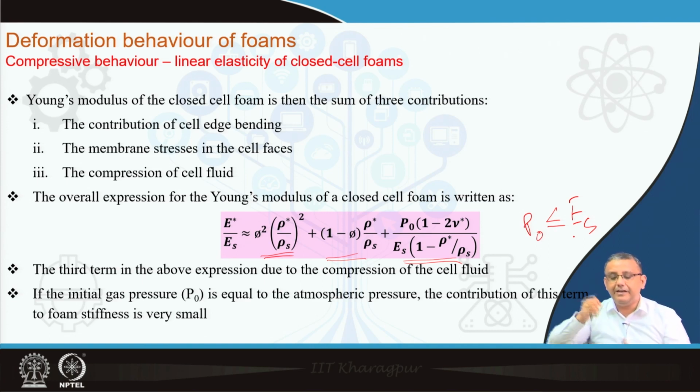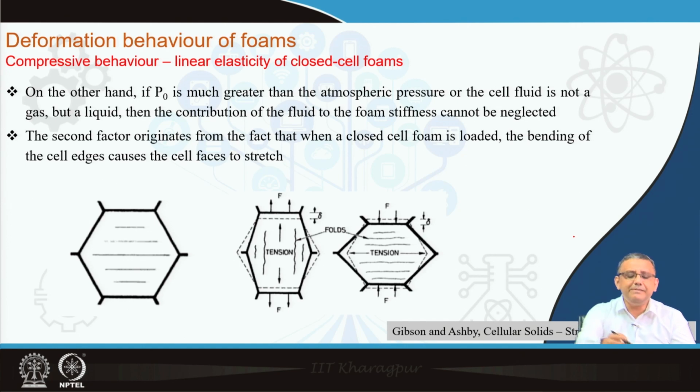But if the fluid inside the cells is not a gas, rather it is a liquid, then the contribution of the third term is not insignificant, and as a result the fluid content within the closed cells will also have a significant contribution on the overall modulus of the cellular solid. So, according to Gibson-Ashby theory, we have three different aspects which control the modulus of the closed cell forms. The same thing has been shown over here.